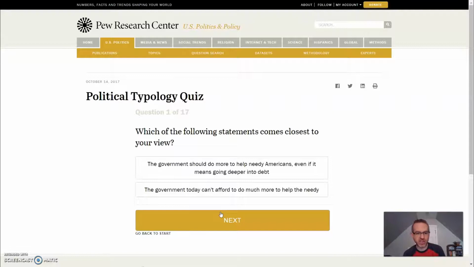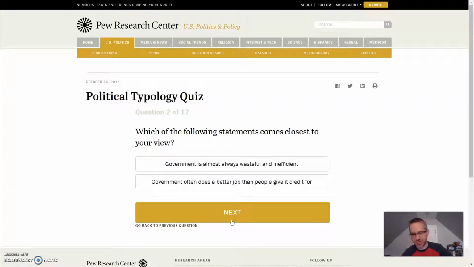So the first question says, which of the following statements comes closest to your view? Is it, first of all, the government should do more to help needy Americans, even if it means going deeper in debt? That means the government would go into debt, like the government's just going to print money to help people in need. Or do you believe the government today can't afford to do much to help the needy? In other words, we shouldn't give the needy more money than they already have. I'm just going to click one. This is not necessarily what I believe. I'm just clicking stuff, okay? I'm going to always click the top one for these so you don't have to wonder what he believes. I don't want you worrying about that right now.